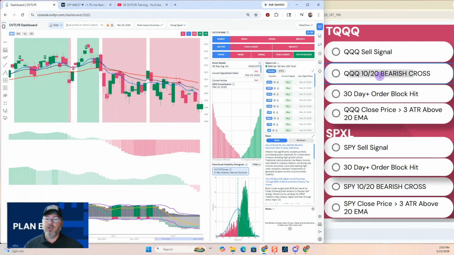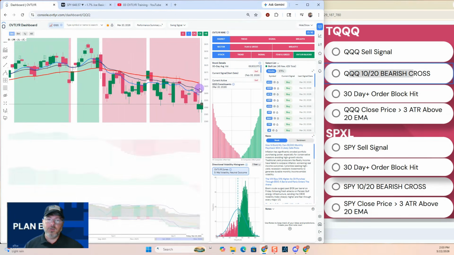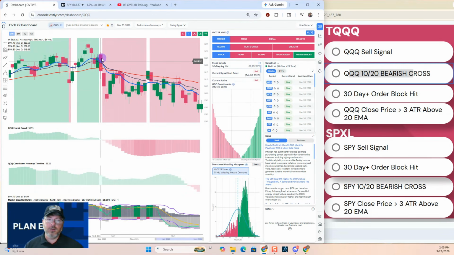Is there a 10-20 bearish cross for triple Qs? Well, it happened a long time ago. It happened way over here. They have been parted for quite a while now, since, what about February 3rd? Looks like February 3rd is when the cross happened. So yeah, he would have sold out long ago.